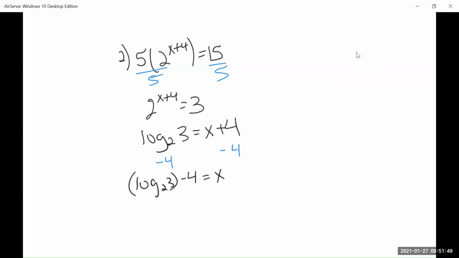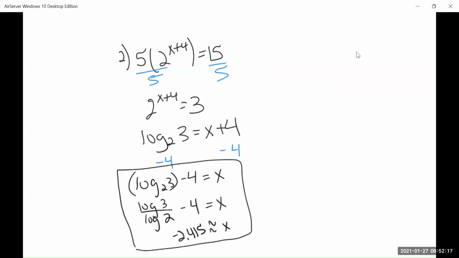Again, SAT likes to use change of base formula, so you could also see it written as log of 3 divided by log of 2. Remember, base on bottom, and then minus 4. You could see a multiple choice answer written like that, or you could approximate it at negative 2.415 and let the calculator give you a decimal answer if needed as well. Okay, so notice that all 3 of these are equivalent depending on if it's a multiple choice answer, what form the answer choices are in.